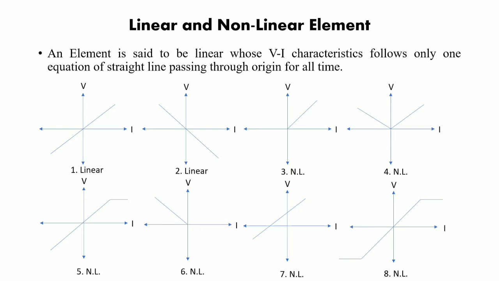Last graph, graph number 8. This is linear up to a point. After that point voltage is constant no matter whatever the value of current, so overall this is not following the equation of the straight line for all time, so this is also non-linear. You can see that only graph number 1 and graph number 2 are linear, otherwise all graphs are non-linear.